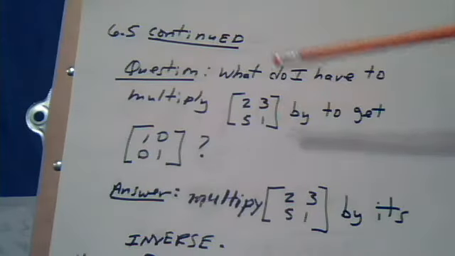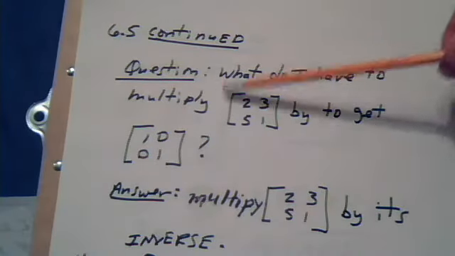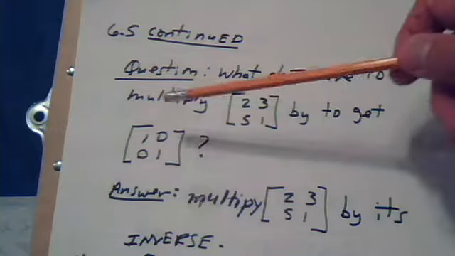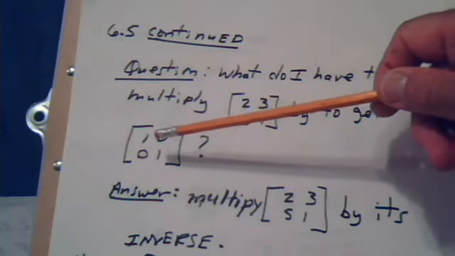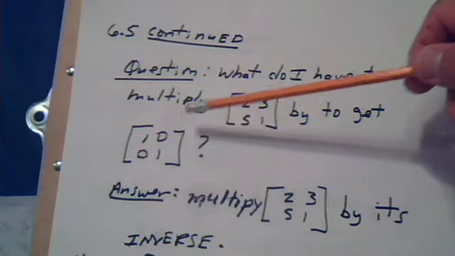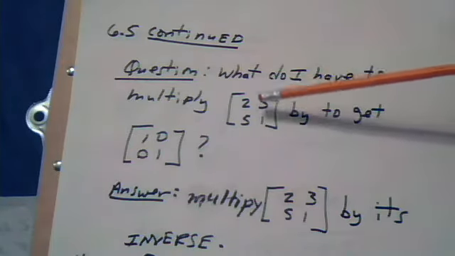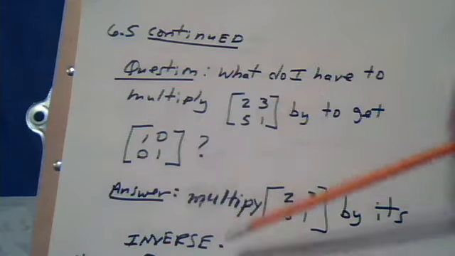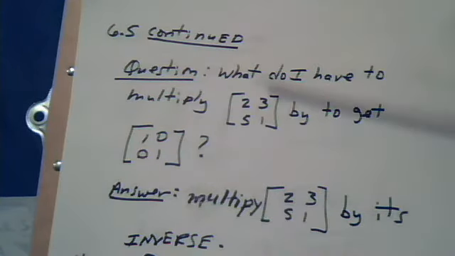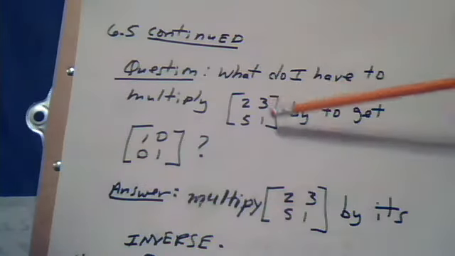Now we're going to ask an equivalent question. What do I have to multiply this matrix by to get the identity? Remember, the identity acts like a 1. So it's like saying, what's the reciprocal of this matrix? But we don't use the word reciprocal. It's analogous. We use the word inverse. So that little negative 1, instead of saying reciprocal, you're going to say inverse since you're working with matrices.